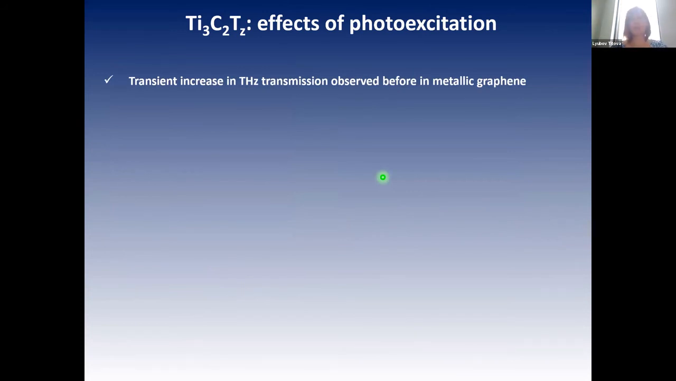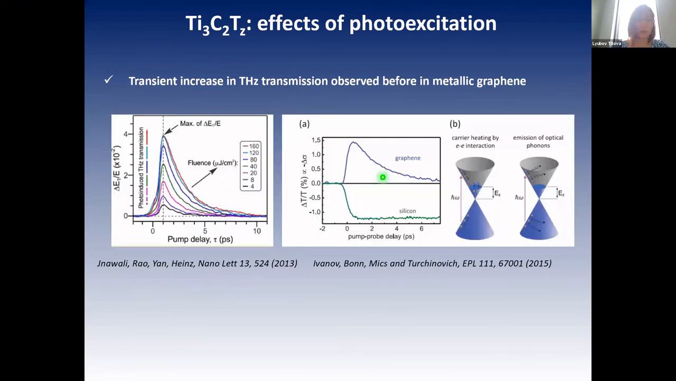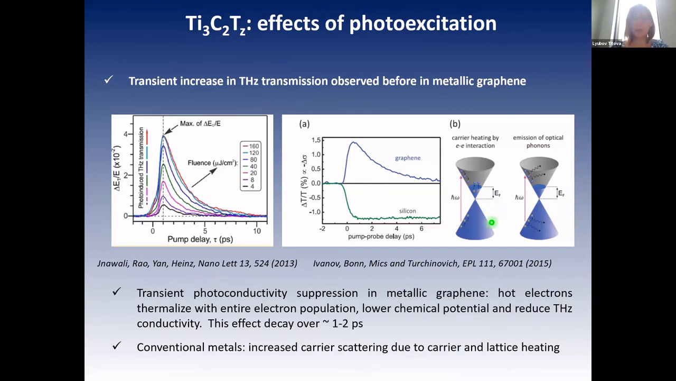Transient increase in terahertz transmission has been observed before in metallic graphene, which is another 2D material, has been extensively studied by several groups. I'm showing here some of those results. And what they find in the case of graphene, specifically metallic graphene, is that the transient photoconductivity suppression is due to the thermalization of the hot carriers. When you inject hot carriers, they very rapidly thermalize with the entire electron population. It lowers the chemical potential and as a result reduces conductivity. Right? The same thing happens in conventional metals, with increased carrier scattering due to enhanced carrier and carrier-lattice scattering, as the lattice is heating.